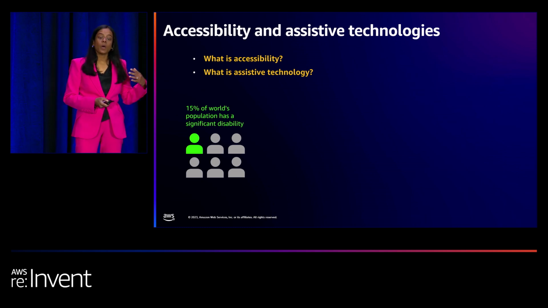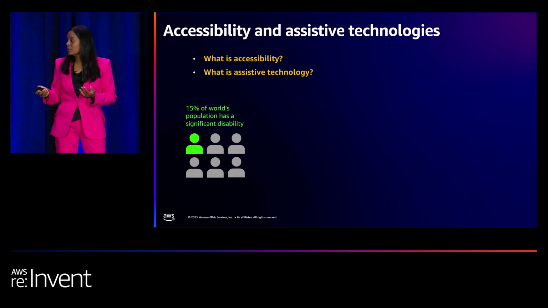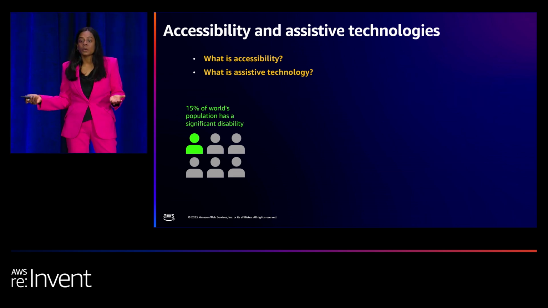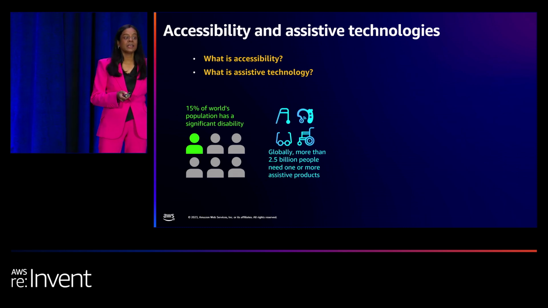According to the World Health Organization, 15% of the population has a significant disability. This includes 1 billion people. If this population were a country on its own, it would be third in line after India and China.